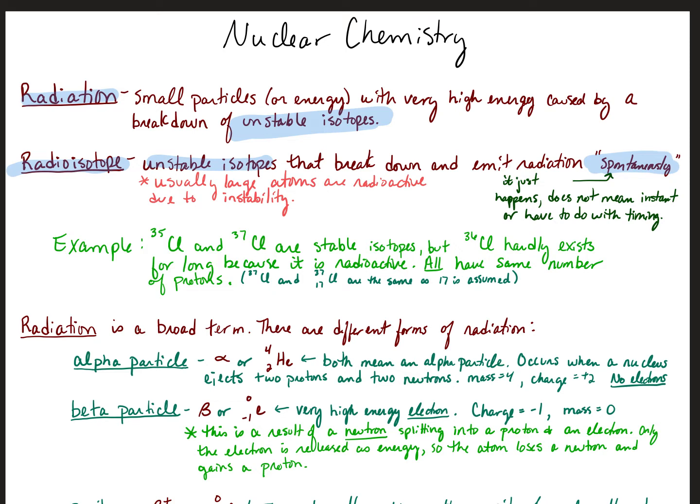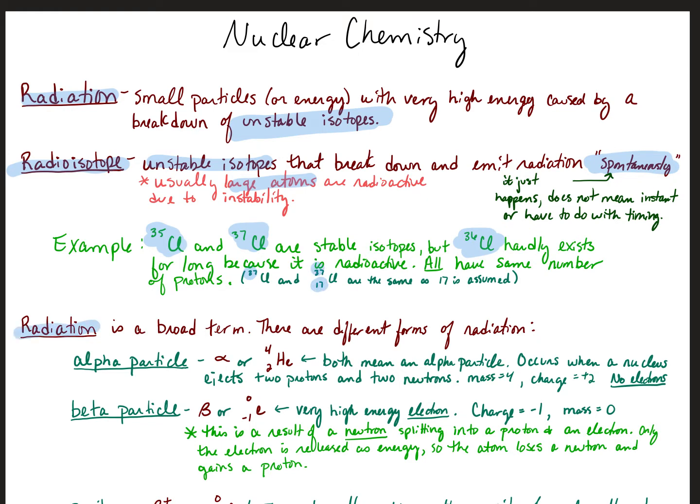Most of the time we see that large atoms are radioactive due to their instability because they just get too big. So an example of these, 35 chlorine and 37 chlorine are stable as isotopes, but if you have a 36 chlorine, they hardly exist for long because it's radioactive. They all have the same number of protons, and the electrons we don't even consider here. So keep in mind that when we say 37, the 37 with the 17 protons is assumed.